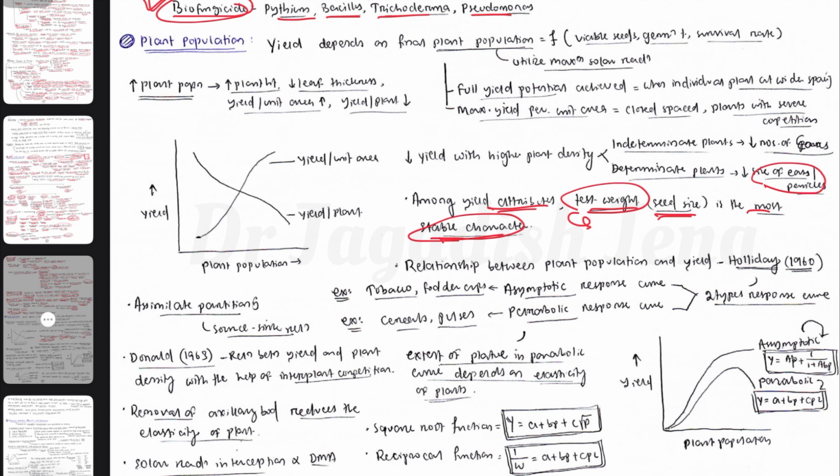Because test weight is an internal character, that means it is governed by the genes. So how long the seed will be, how thick the seed will be, what is the length-breadth ratio of the seed, what will be the size and the weight of the seed, that is governed by genes.